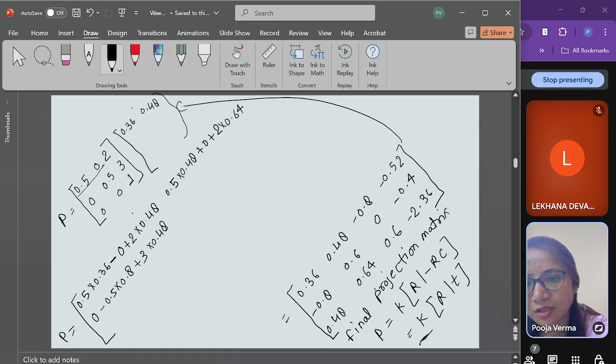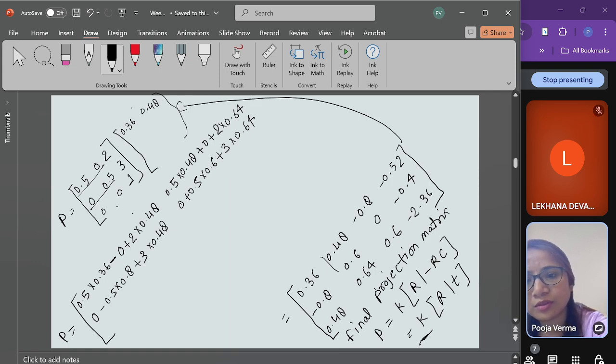So I'm just completing the first two columns, the others you can just calculate. Okay, so now second row, second column: second row of this, second column of this. Okay, so 0 plus 0.5 into 0.6 plus 3 into 0.64. Okay, the next two columns you have to complete.